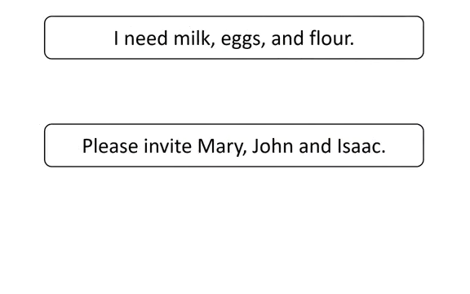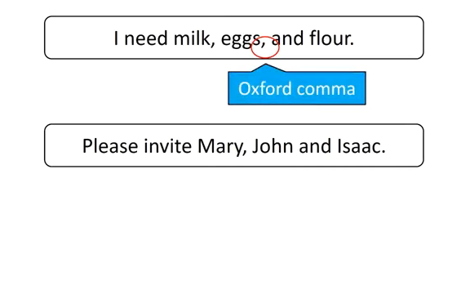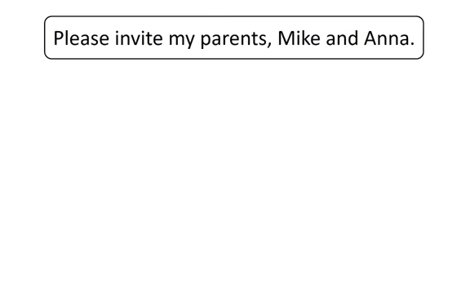Do you notice a difference in these 2 sentences? The first sentence has an extra comma before and. This comma is optional. It is called an Oxford comma. Sometimes this comma helps avoid confusion. For example, please invite my parents, Mike and Anna. This sentence could mean that I want you to invite 4 people.